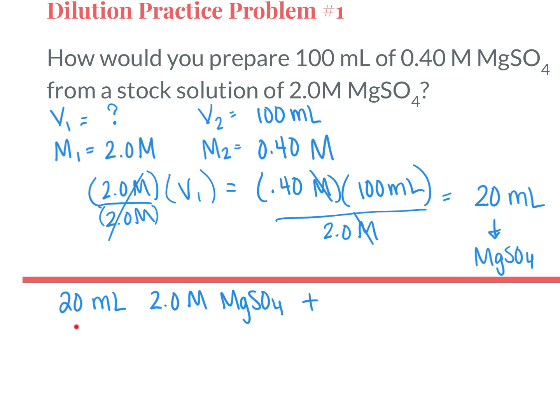20 plus 80. Good. So then you would mix this with 80 milliliters of water. So when you were to mix the 20 mils of the 2 molar solution with 80 milliliters of water, that's how you're going to end up diluting it down to the 0.40 molar.